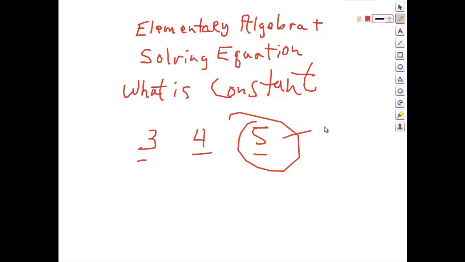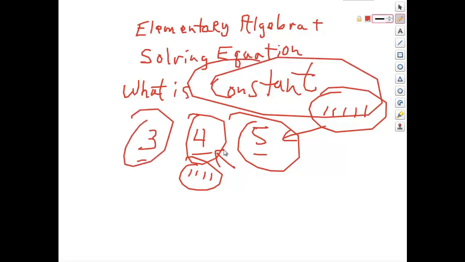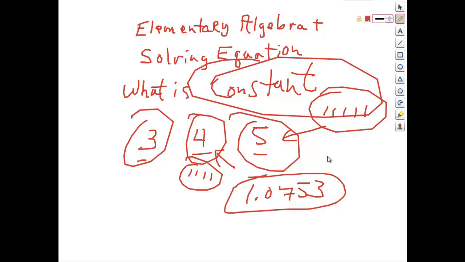What's the value of 5 in any given situation? Well, the value of 5 is 5. Okay, what's the value of 4 in any given situation? It's 4. How many fingers should you hold up to represent the number 4? Well, you should hold up 4. 4 is a constant, never changes. 3 is a constant, so is 1.0753. What value does it represent? It represents 1 and 753 ten-thousandths, and it always represents that. Okay, it's a constant.